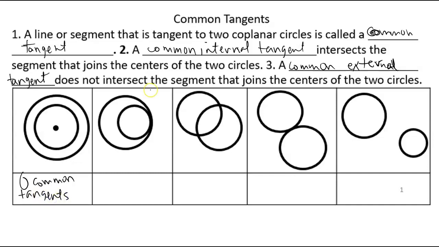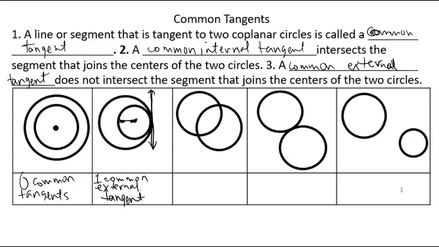For this second picture, if I draw that line there, sorry, not the straightest line, that line touches each circle in 1 place. If I draw the line that connects the 2 centers, probably like right there, this line does not cross that segment, which means that this is an external tangent. So this has 1 common external tangent.